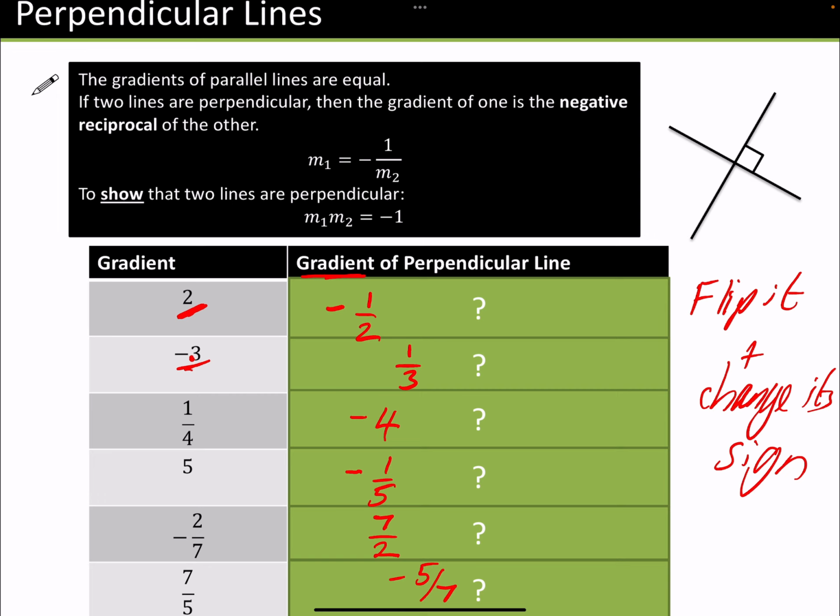So if you can remember, flip it and change the sign for lines which are perpendicular, then you're probably not going to go far wrong.